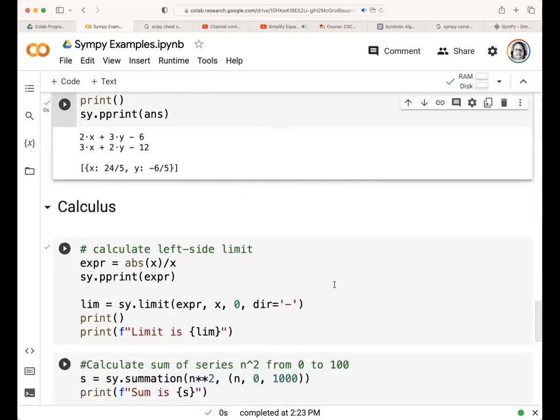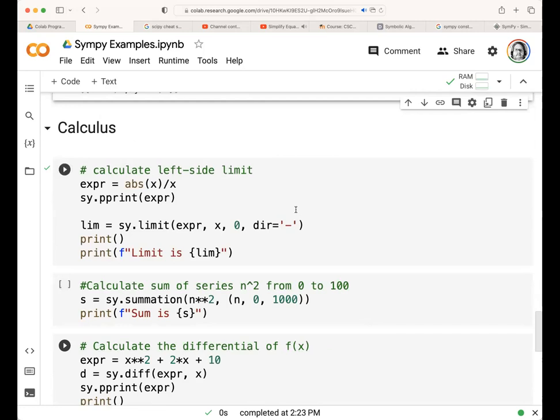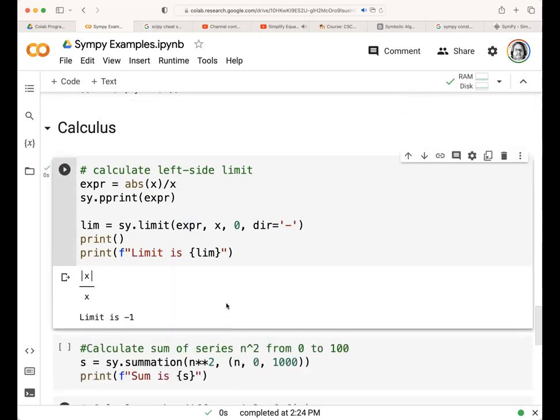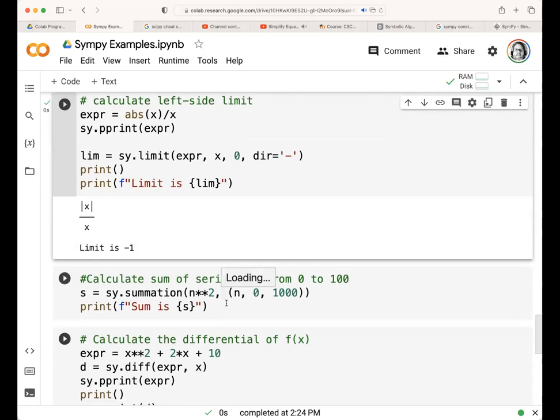We can also do calculus. Here we have calculus calculating the left side limit, the minus sign here. My expression is absolute value of x over x. I'm going to print that out. I'm then going to calculate the limit to be the sy.limit of the expression, with x going to 0 in a negative direction, and then print out the results. So the limit there is -1.